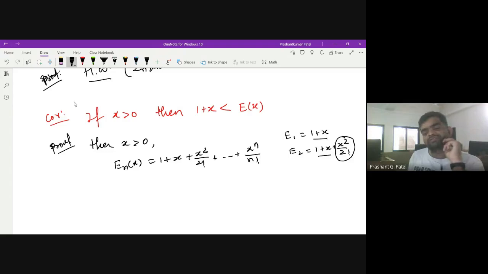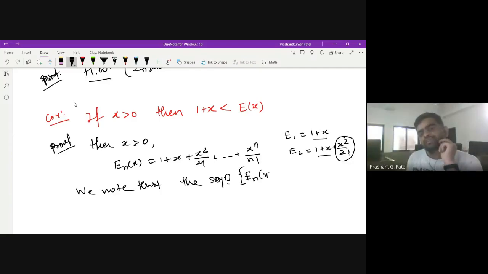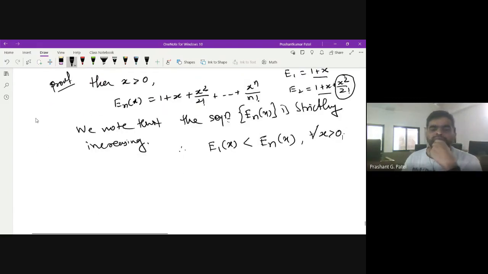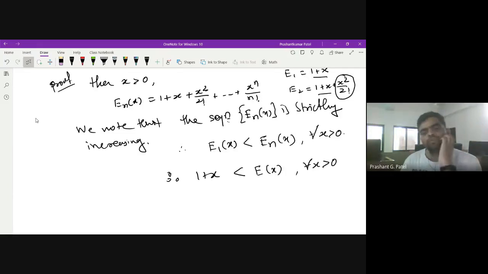So I can say that we note that this sequence E(n+1) of x is strictly increasing. Therefore I can write down that E1 is the smallest term among all the En for all x greater than 0. And if I apply the limit as n tends to infinity, E1 is nothing but 1 plus x, which is less than the limit of En, which is E of x, that we have achieved. So if x is positive, 1 plus x is less than e power x. That is what we have done.